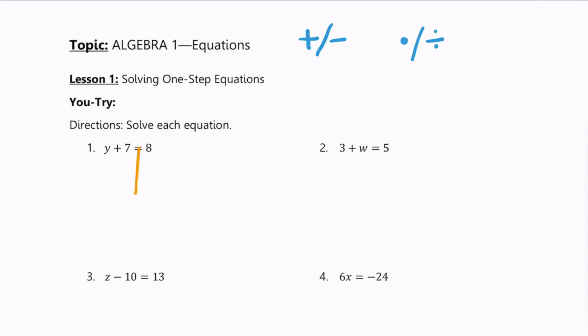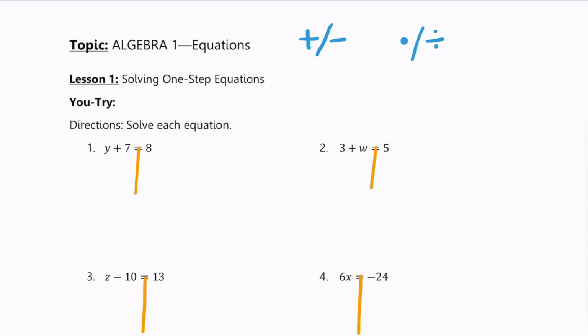Okay, so for our 6 problems, remember, where you like to draw the line down the equal sign, that separates it into 2 sides. And what we do to one side of our equation, we must always do to the other side. So I'm going to go through these first couple, and we're going to stick with having an orange line, and that divides it into the left and into the right.